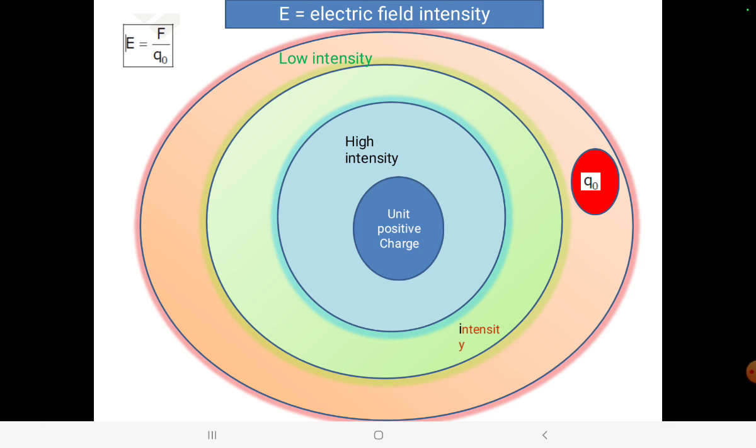So I consider there is a point charge, q naught. On this q naught there is some force because of the unit positive charge which is in the center. That unit positive charge exerts a force on that particular point charge q naught, which I have taken into its field. So that force on that point charge is known as electrical field intensity, represented with E. The equation is E equal to F by q naught.